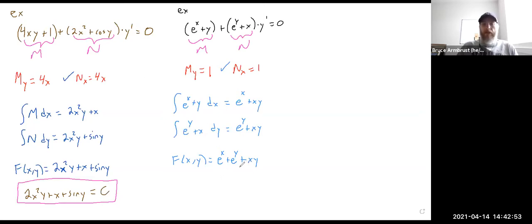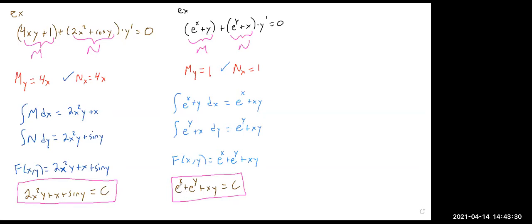So that's the function whose partials were M and N. So then the solution to this differential equation is e to the x plus e to the y plus xy equals your favorite constant. There you go. Done. There's our solution. So notice that it's exactly the same process. You do exactly the same thing, and once you get that potential function, you just set it equal to C.